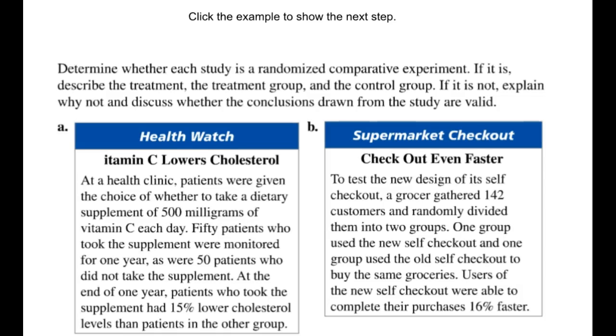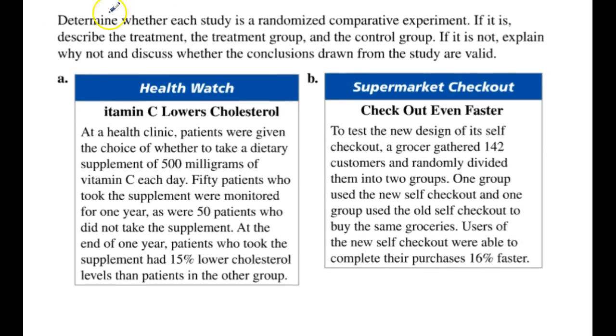So let's look at this first example. I first have to determine whether it's a randomized comparative experiment, and if so, I want to describe the treatment group and the control group, and if not, explain why it's not going to be valid. Here, this is supposed to actually be a V. Vitamin C lowers cholesterol. At a health clinic, patients were given the choice of whether to take a dietary supplement of 500 milligrams of vitamin C each day. 50 patients who took the supplement were monitored for 1 year, as were 50 who did not take the supplement. At the end of 1 year, patients who took the supplement had 15% lower cholesterol levels than patients in the other group.